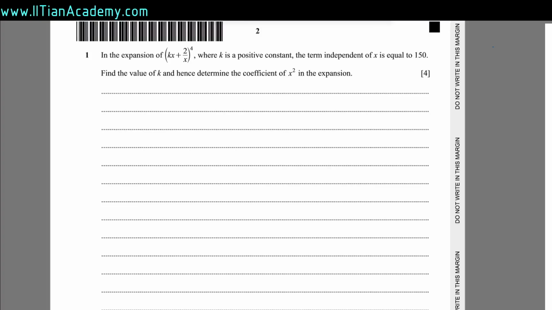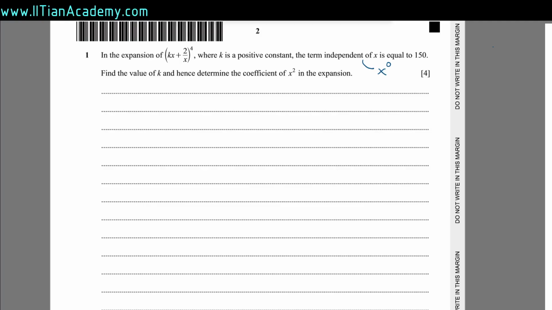So question 1 in this paper, we're given the expansion of this polynomial where k is a positive constant, and we're told that the term independent of x is equal to 150. So this just means that the exponent of x is 0. We're asked to find the value of k and determine the coefficient of x squared in this expansion.